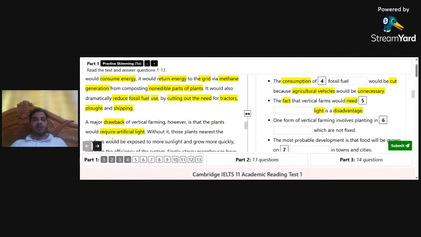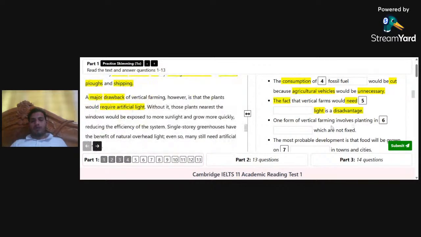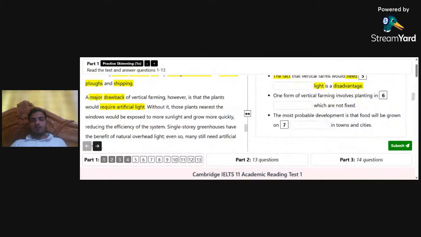A major drawback of vertical farming is, however, that the plants would require artificial light, a major defect. Okay. Next one is: one form of vertical farming involves planting in dash which are not fixed. Okay, one form of vertical farming involves something that is not fixed. So we will be looking for something that is not fixed in the passage.